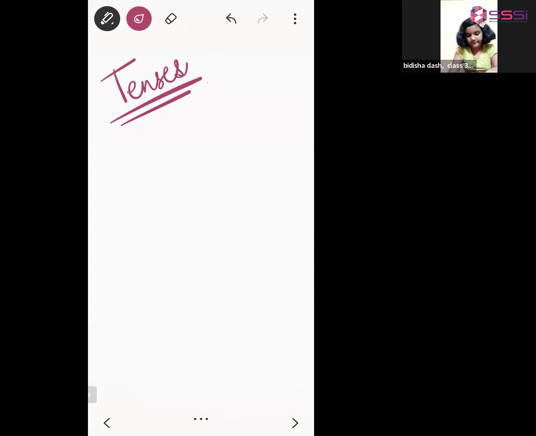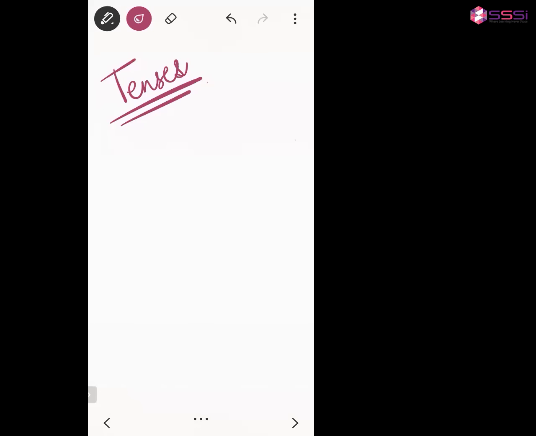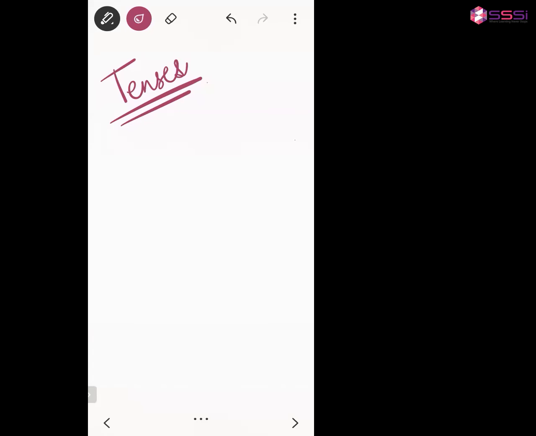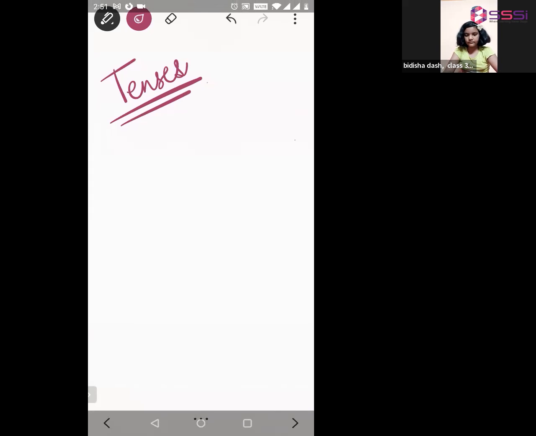Yes, ma'am. Then next, I will be taking a class. What does that mean? That tells us that class has to happen in future. That exactly is what the role of tenses is. Tenses tell us the time in which one activity is being done.